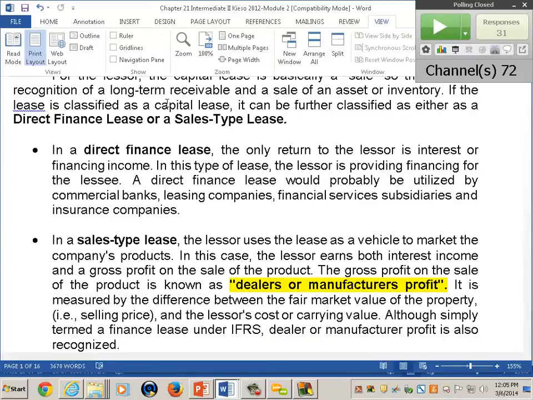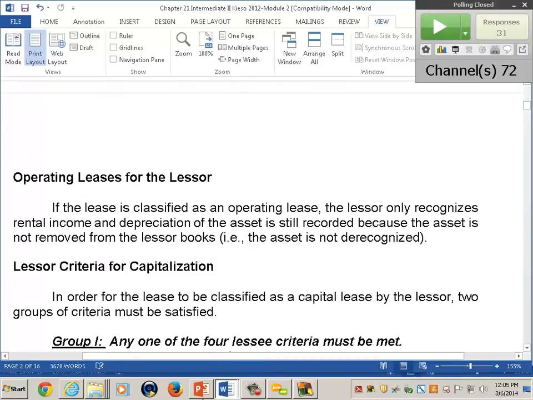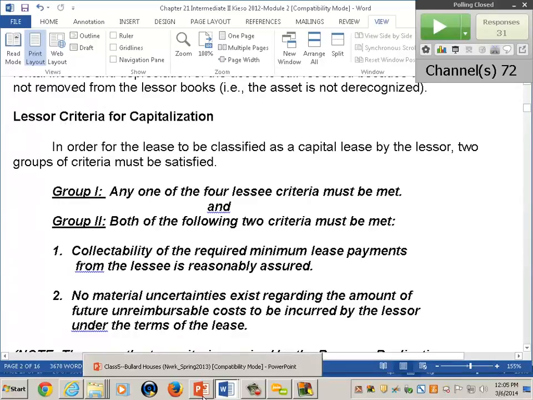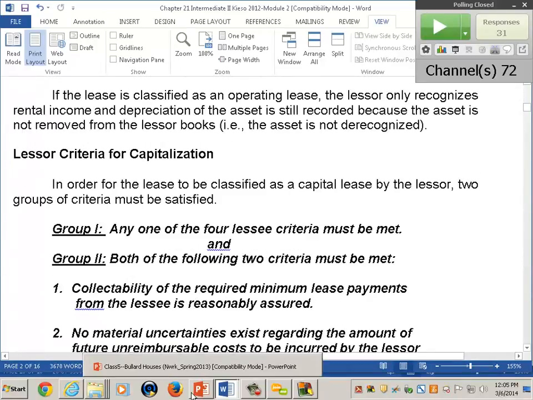Now, we talked about the conflict of interest a few minutes ago, and we'll get back to that with respect to what type of lease is preferred by which party. We know that the operating lease is preferred by the lessee, and I'll show you why a lessor prefers a capital lease. Now, what are the conditions? I mean, how do you know whether a lessor has a capital or an operating lease?